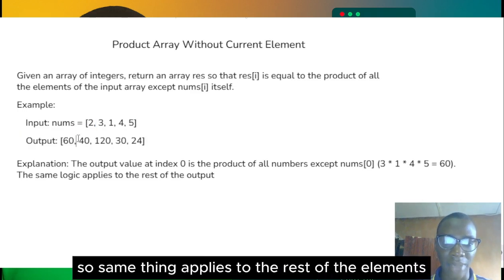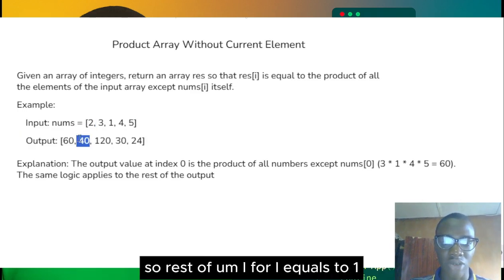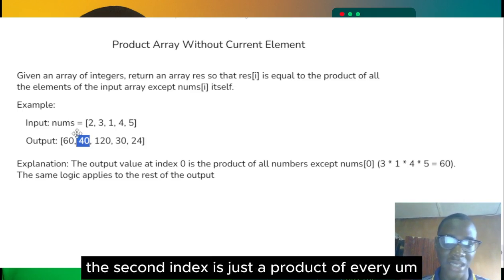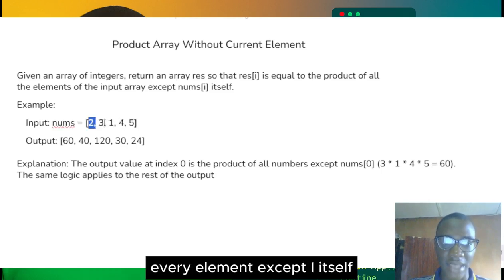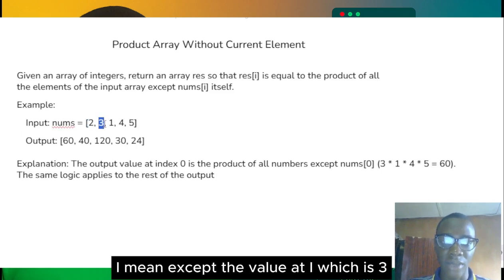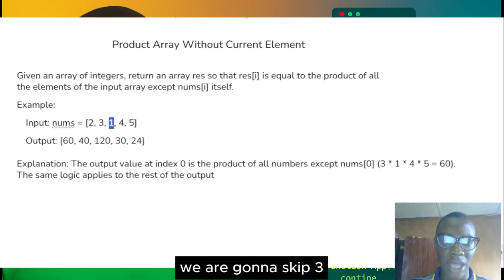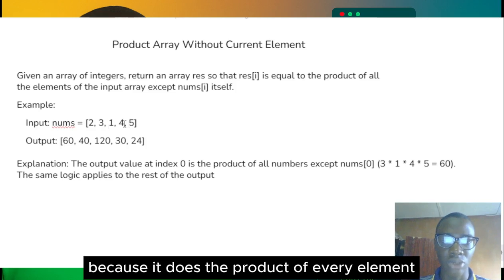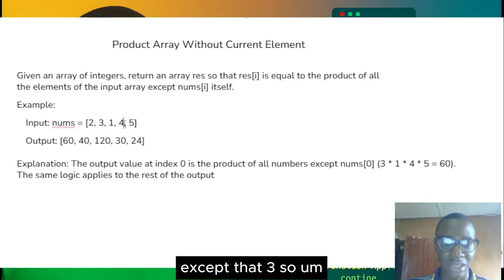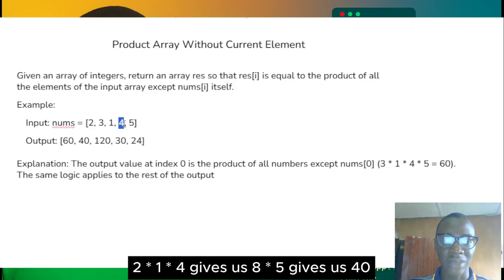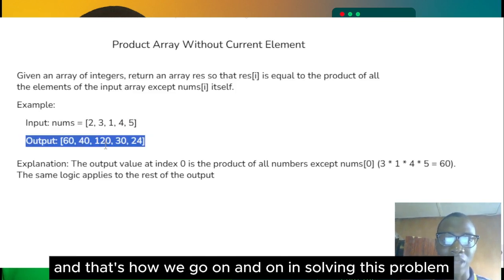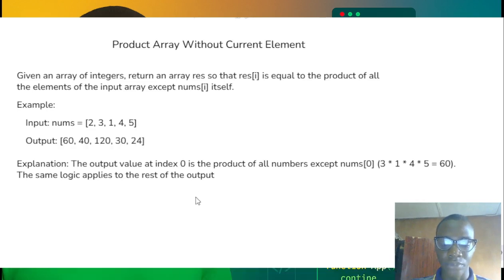The same thing applies to the rest of the elements. For I equals 1, I mean the second index, res of I is just the product of every element except the value at I, which is 3. So we are going to multiply 2 by 1, and skip 3 because it's the product of every element except that 3. So 2 times 1 times 4 gives us 8, times 5 gives us 40, and that's how we go on and on in solving this problem.